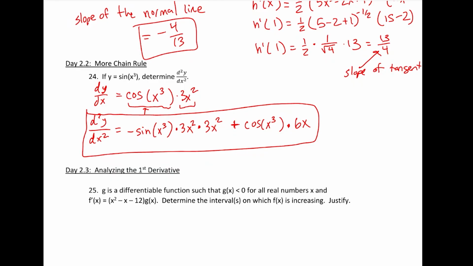So you could simplify this a little bit. This could be like negative 9x to the fourth times sine of x cubed plus 6. I mean, there's not really much you can do to simplify this. It might be a little bit more simplified, but that's going to be your answer there.